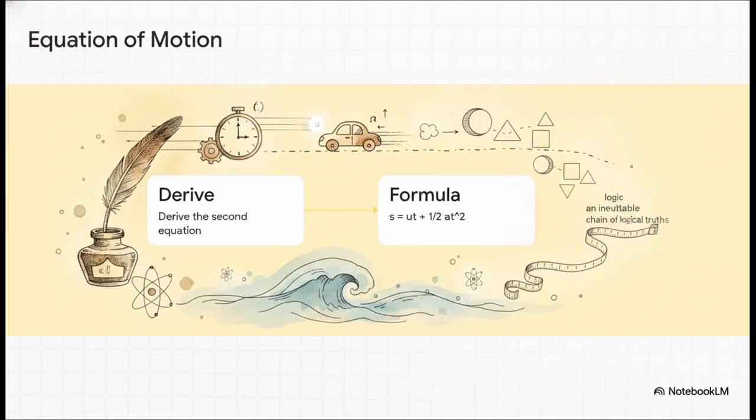Okay, I know, that looks like a scary alphabet soup, but it's really a gentle logical progression. S is simply the distance you traveled. To find it, you calculate the distance you would have covered if you never sped up. That's your initial velocity u times time t. Then you just add the extra distance you covered because you were hitting the gas. That's the 1/2 times acceleration times time squared. It proves that physics equations aren't magic. They're just an inevitable chain of logical truths about how our world works.